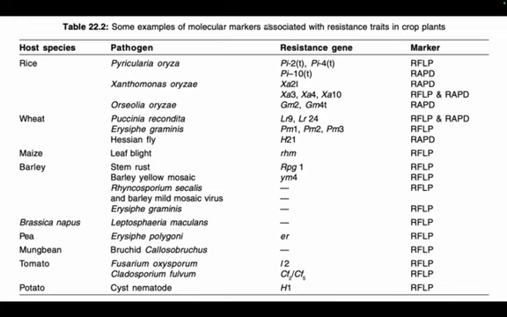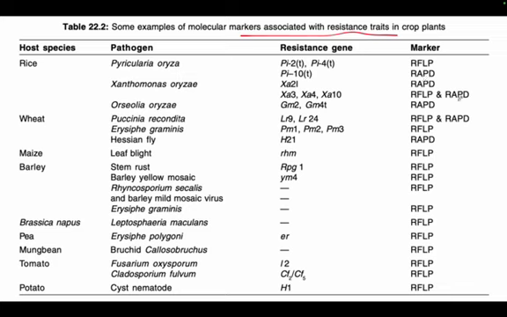So why would you want to look at molecular markers in the first place? So here you can see markers associated with resistance traits in crop plants. Okay, so these are basically resistance against various pathogens. So suppose we want to see if the rice that we are growing has resistance to this pathogen Xanthomonas oryzae. Then we can try and detect the presence of these genes, XA21, XA3, XA4, XA10, and these can be detected using these molecular marker techniques we just discussed.